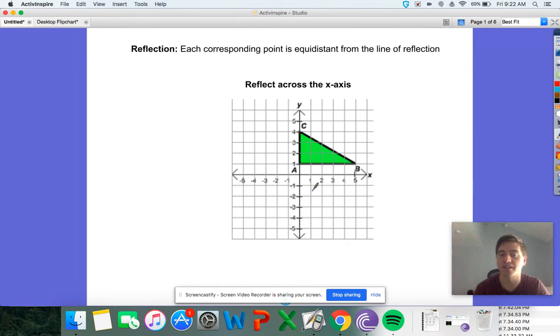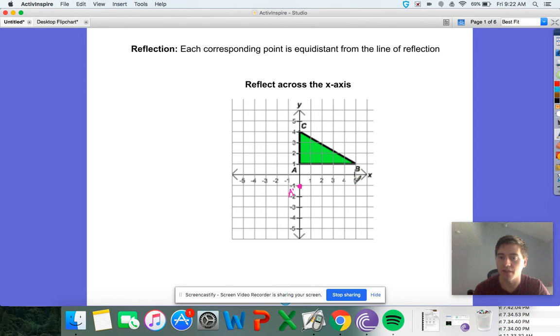Reflect this across the x-axis. Okay, the x-axis is right here. So we're going to reflect this. If A is 1 away from the x-axis, then the corresponding point has to be 1 away from the x-axis over there. That would be A prime. Remember, the new ones we give a little prime.